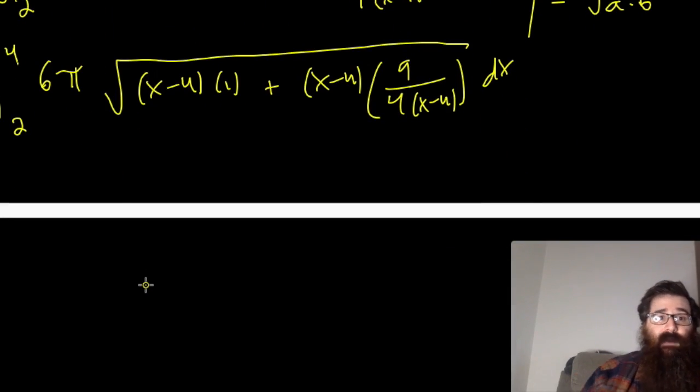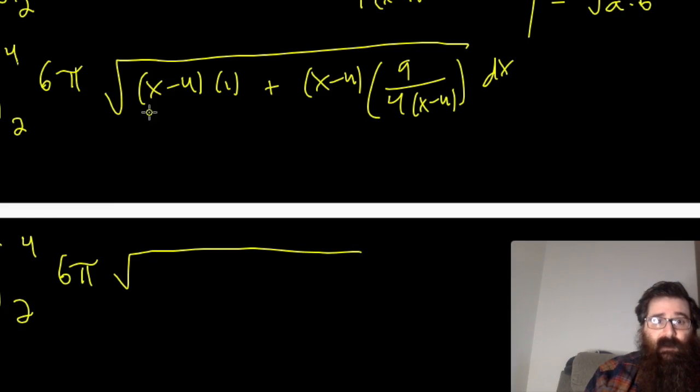And this is going to clean up really nicely. The integral from 2 to 4, 6 pi, square root of x minus 4 times 1 is x minus 4, plus, and then here the x minus 4's cancel, 1 on top, 1 on bottom, so I'm just left with 9/4.